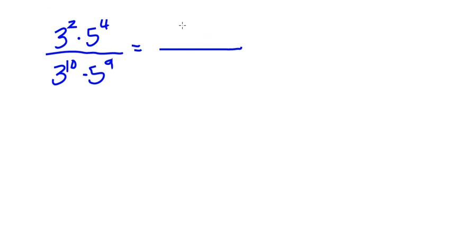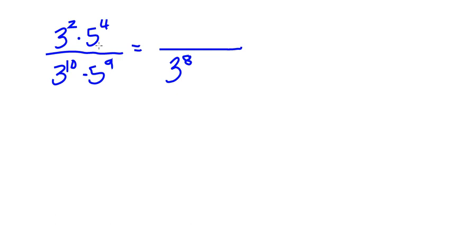So again, it doesn't have to be the case that you have one term in the numerator in your answer and one term in the denominator. Sometimes they're both in the numerator, sometimes they're both in the denominator. So in this question right here, we have our 3's. So if I deal with my 3's, I've got 2 and 10. 10 is bigger, so my 3 stays in the denominator. And 10 minus 2 is 8, so I'd have 3 to the 8th in the denominator here.